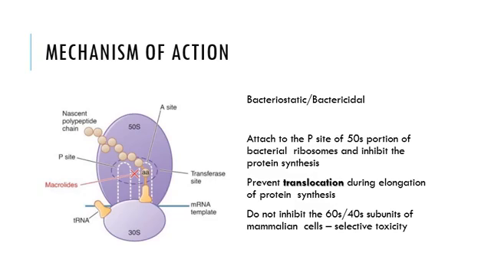Macrolide antibiotics attach to the peptidyl site of the 50S portion of the bacterial ribosomes and inhibit protein synthesis. The particular step inhibited by this group is translocation during elongation of protein synthesis. They do not inhibit the 60S and 40S subunits of mammalian cells and therefore exhibit the selective toxicity principle.